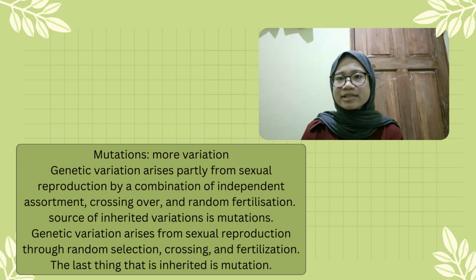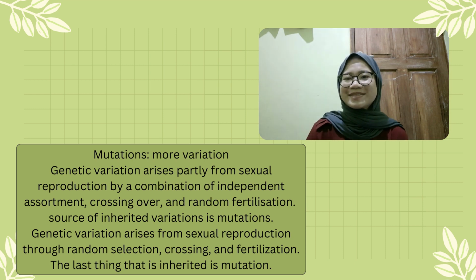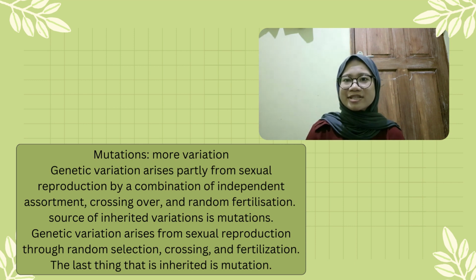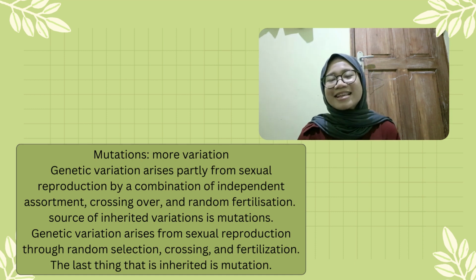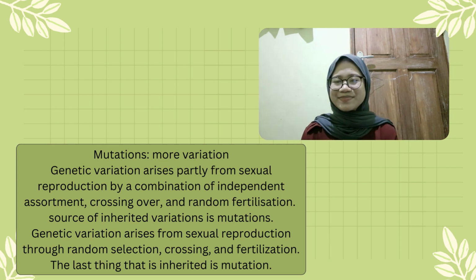In inheritance, there are many variations, one of which is mutation. Genetic variation arises from sexual reproduction through random selection, crossing over, and fertilization. The last thing that is inherited is mutation.